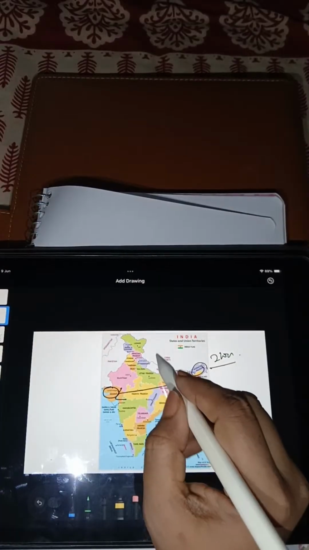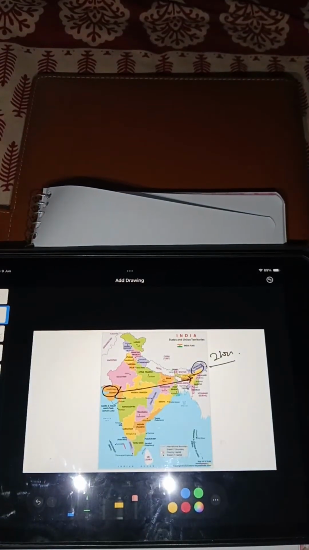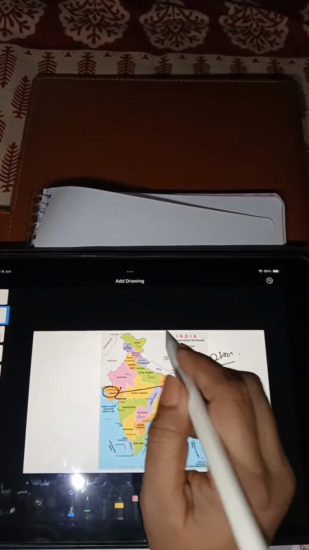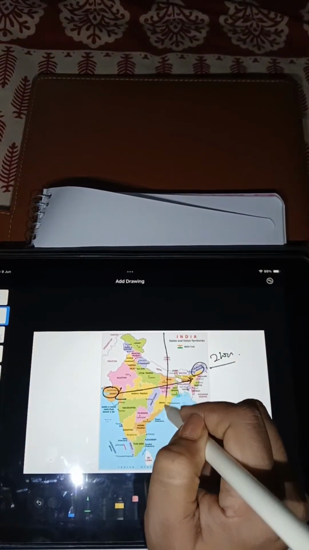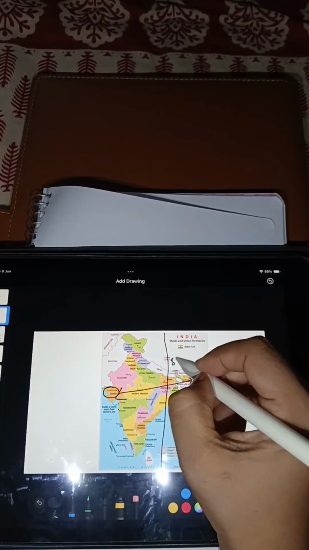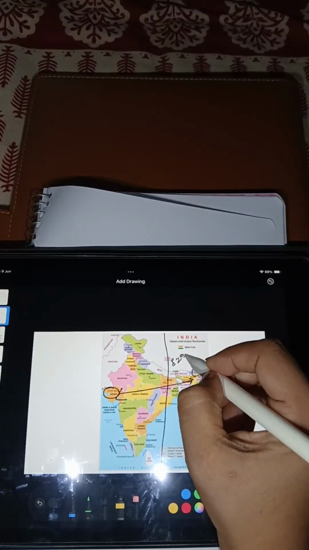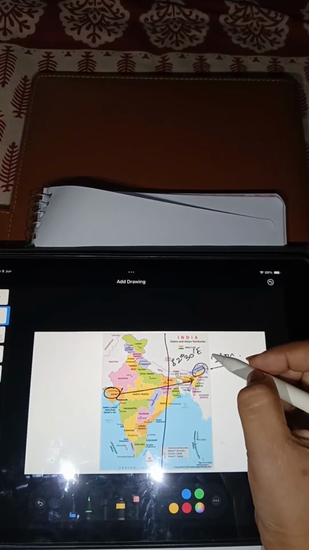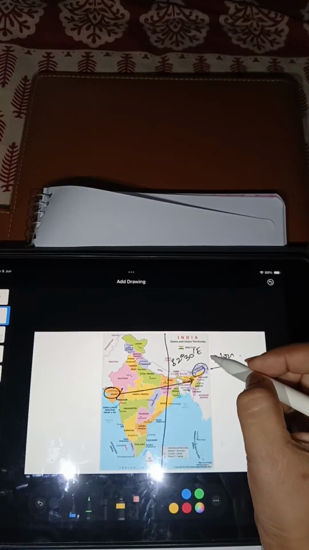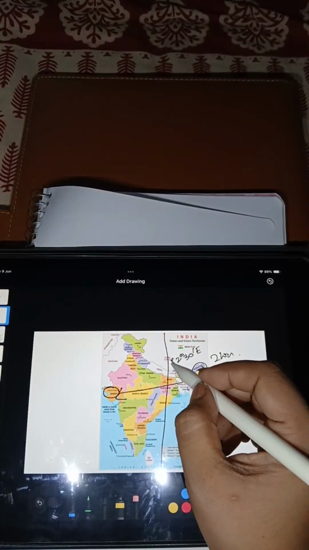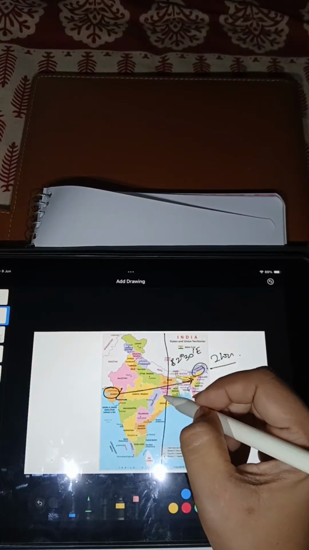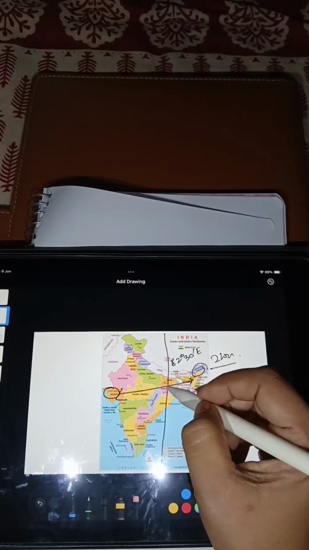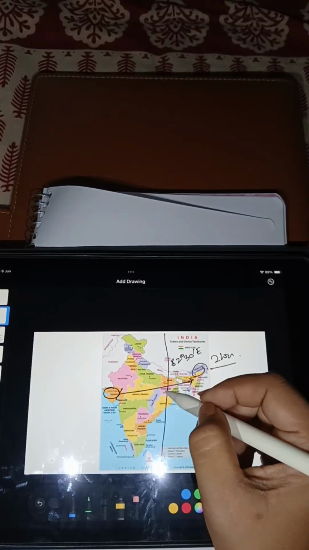But our standard meridian of India crosses somewhere here, that is at 82 degrees 30 minutes east, which is passing through Mirzapur in Uttar Pradesh. This is our standard time meridian, and the time followed by this meridian is followed in all of the country.